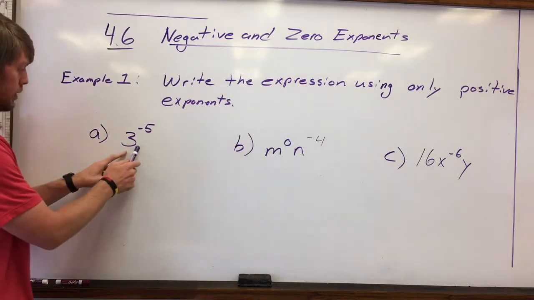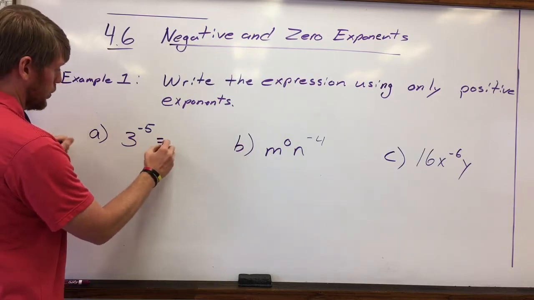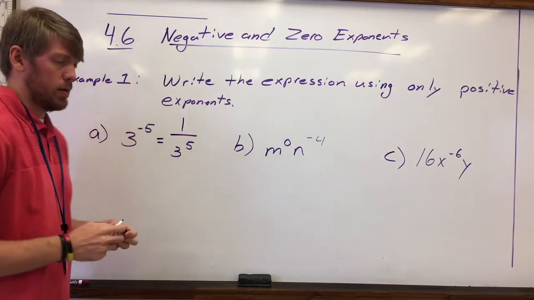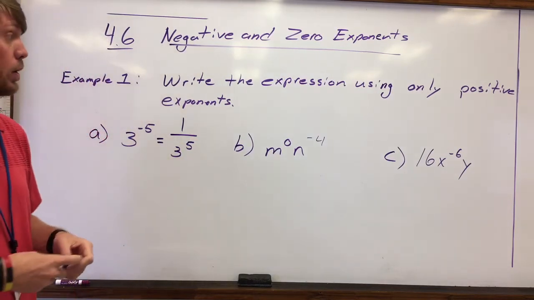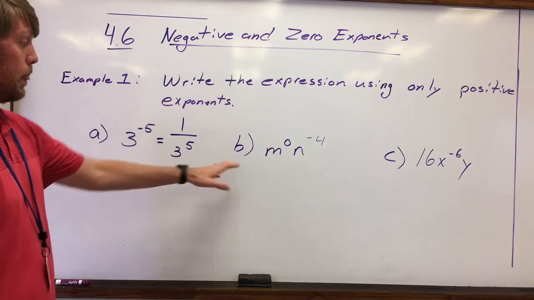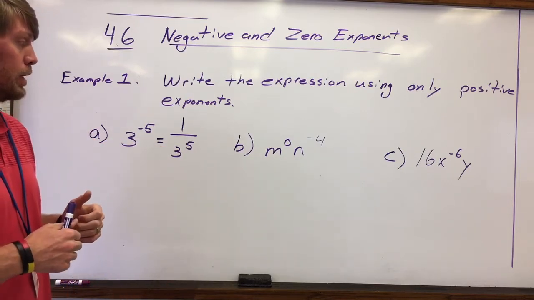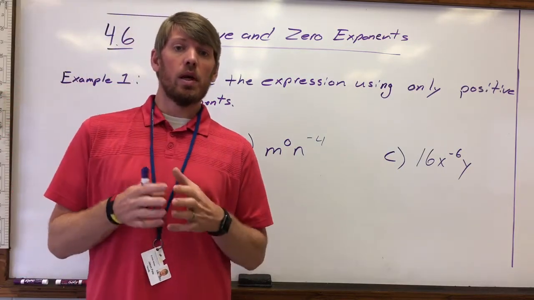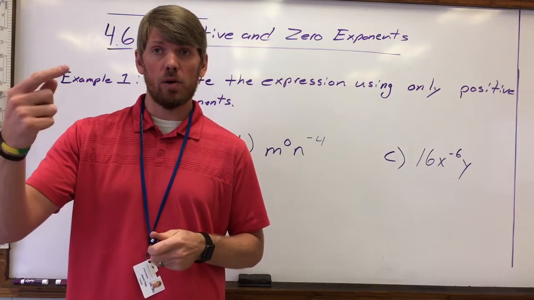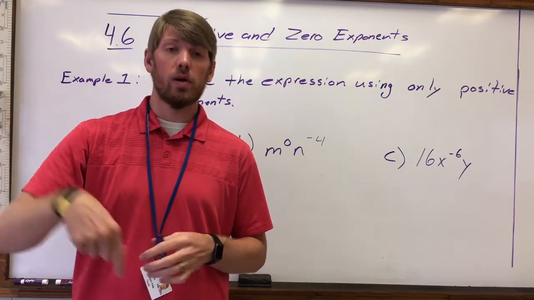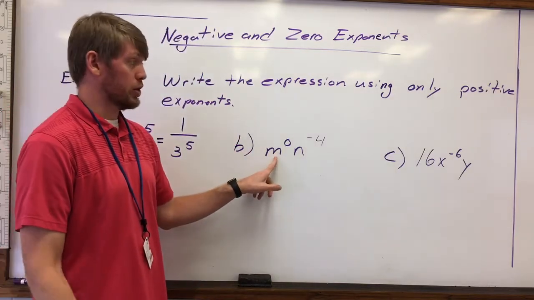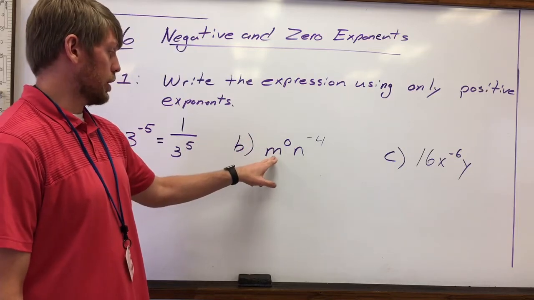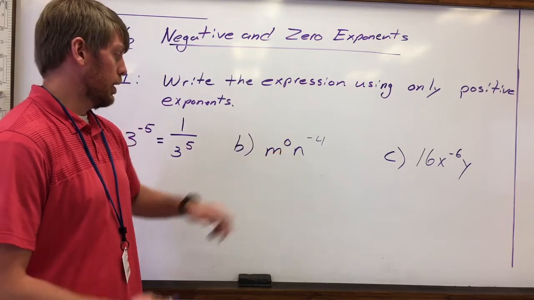So if we consider this, all we would do is write it in the form 1 over 3 to the 5th power. And now we have a positive exponent according to the law of negative exponents. Okay? For part B, if you remember, this kind of puts the law of zero exponents and the law of negative exponents both in one problem. If you consider m to the 0 power according to the law of zero exponents, we know that a number, and we're just going to have to assume that this is a non-zero number, or else the problem wouldn't make sense. But if this is a non-zero raised to the 0 power, then m to the 0 is 1.